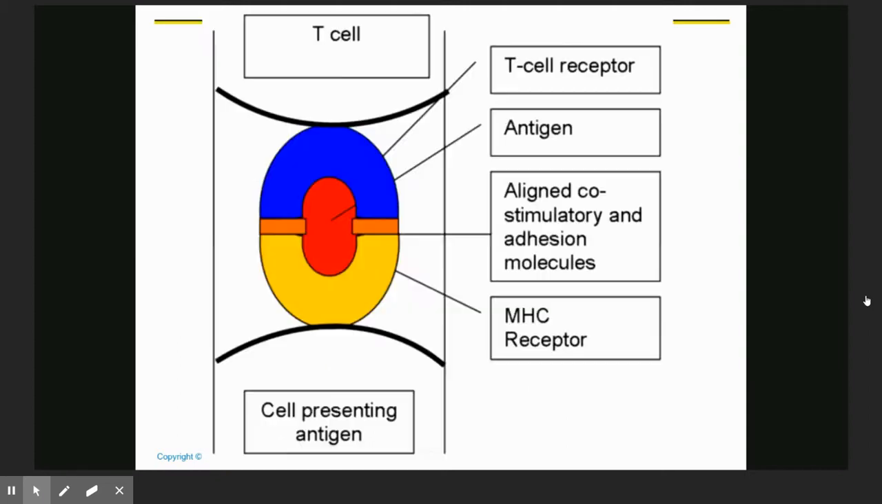So when you look at it, it looks like this. Here's our antigen presenting cell. There's the MHC right there. And alongside its MHC, there's the antigen. And in this way, this T cell is presented with both at the same time. So remember, you got to have both. It's co-stimulation.